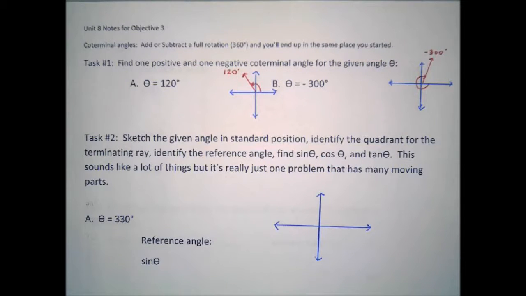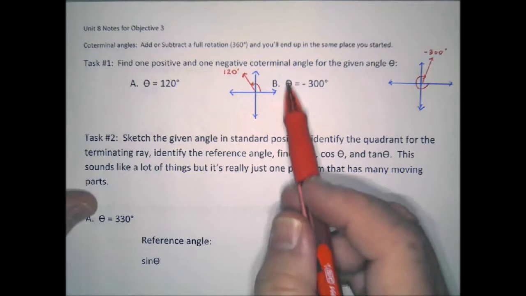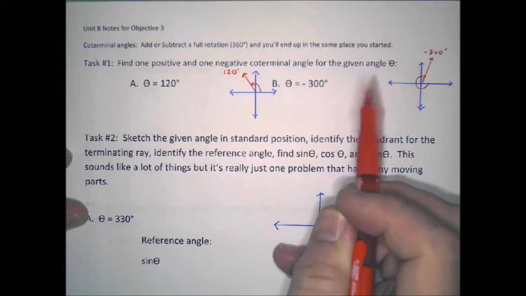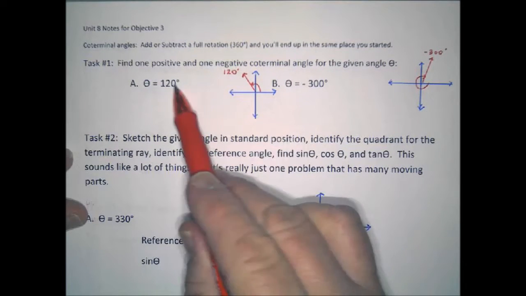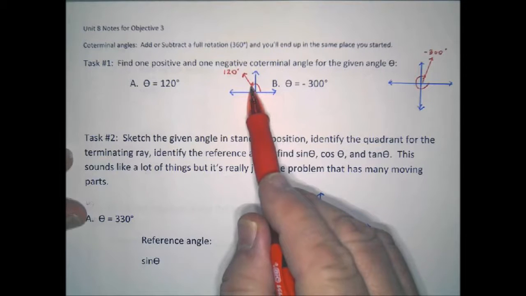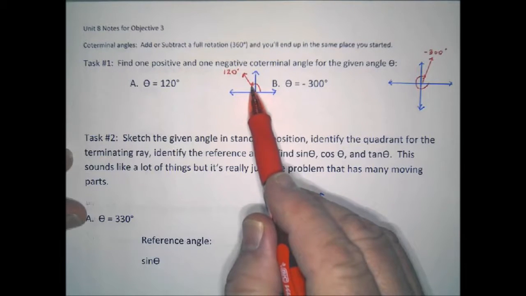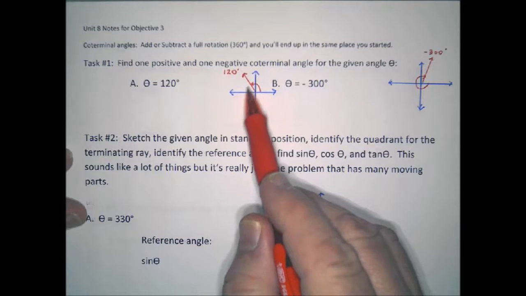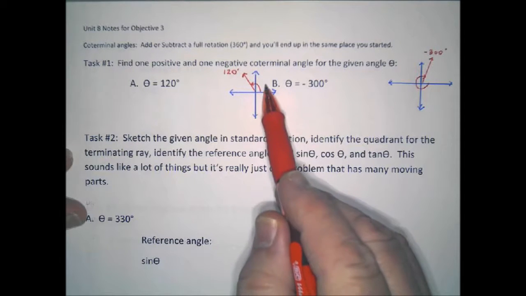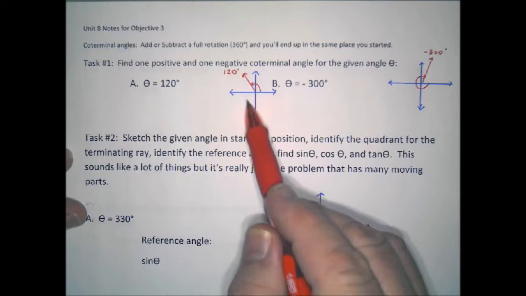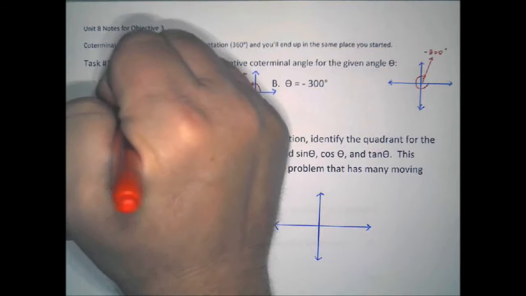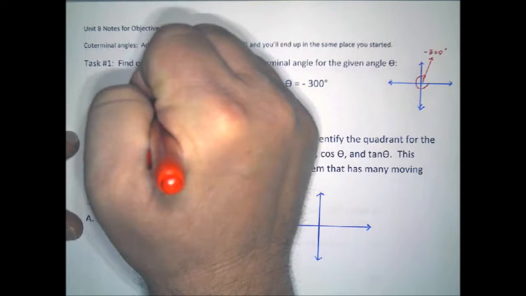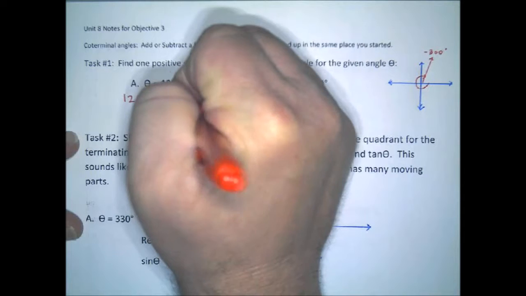Task number 1 for objective 3, finding one positive and one negative coterminal angle for the given angle theta. So if theta is 120 degrees, I've already marked it, positive 120 would put you about right there. Now what we mean by one positive and one negative is just what if you went around one entire circle, one revolution? That would be adding 360 degrees. So 120 plus 360 would be 480 degrees.